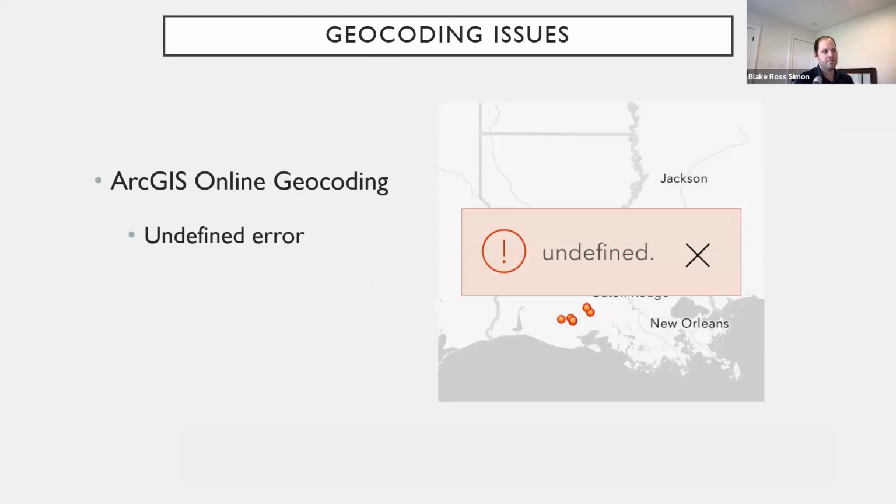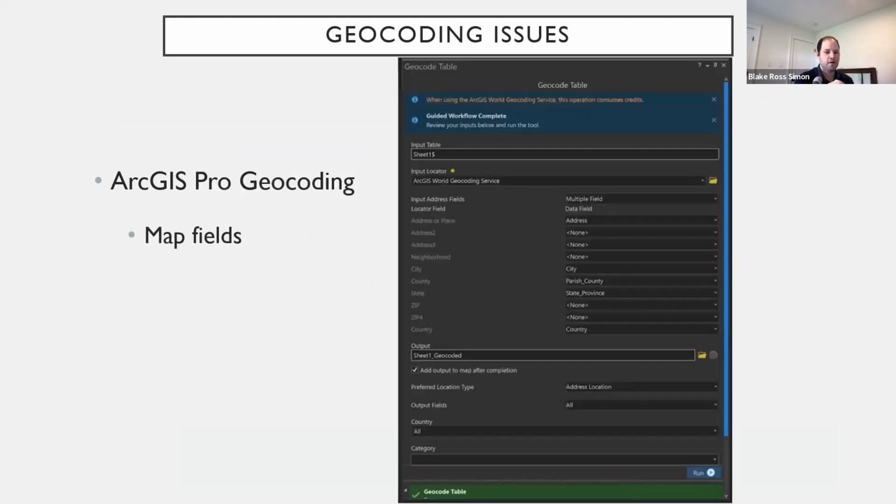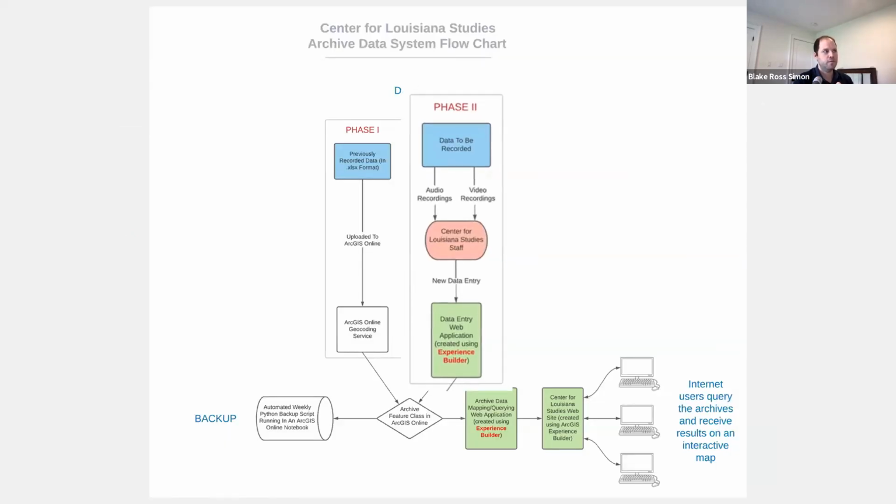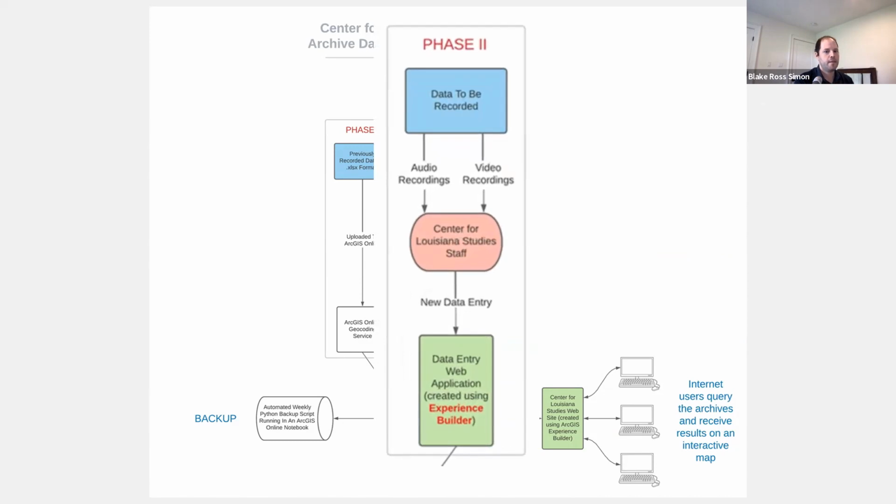Unfortunately, several undefined errors were produced each time geocoding was attempted on ArcGIS Online. So ArcGIS Pro was used to geocode the data, and it was successful. Now I'm going to move on to phase 2 of the data flow.